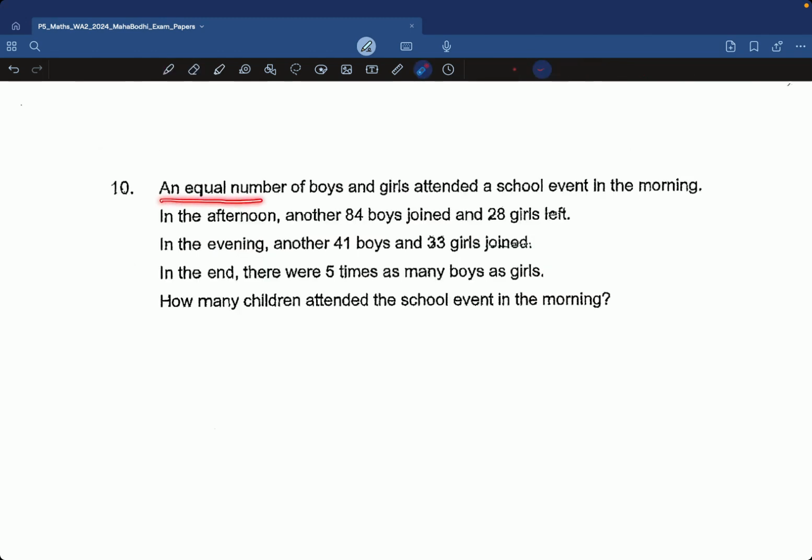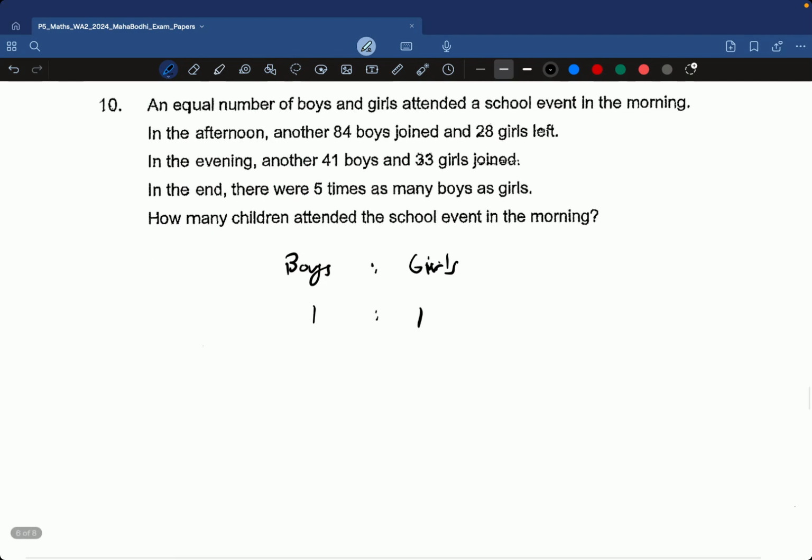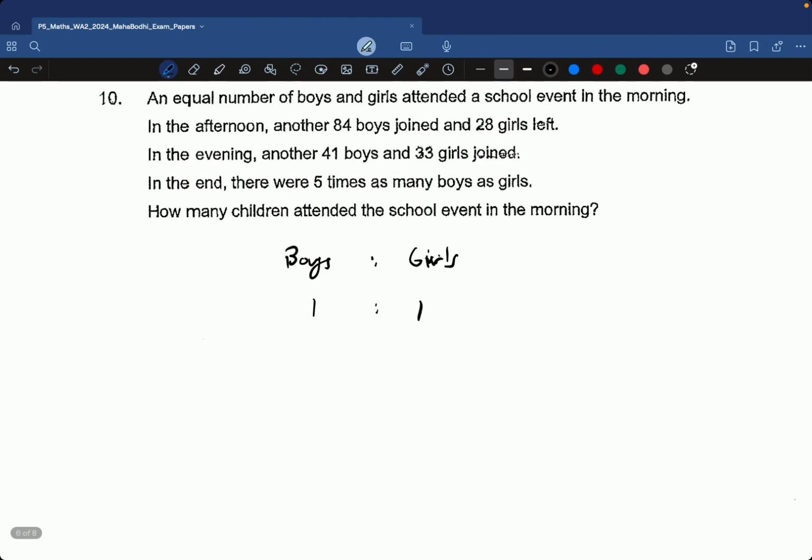So an equal number of boys and girls attended the school events in the morning. So let's say we have boys and we also have girls, so it's 1:1. In the afternoon, another 84 boys joined and 28 girls left. In the evening, another 41 boys and 30 girls joined as well. In the end, there were 5 times as many boys as girls. How many children attended?